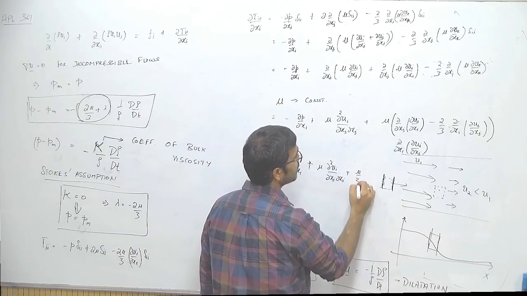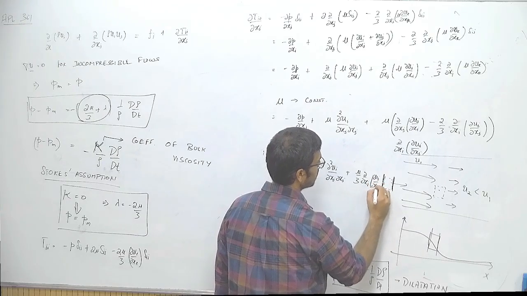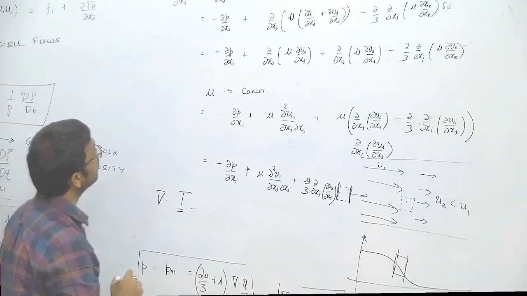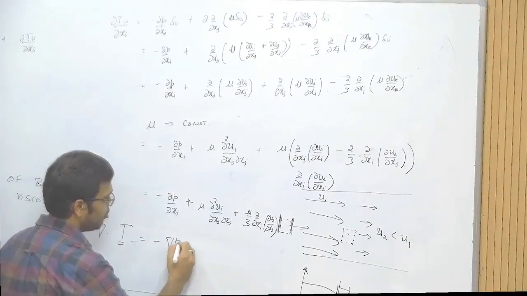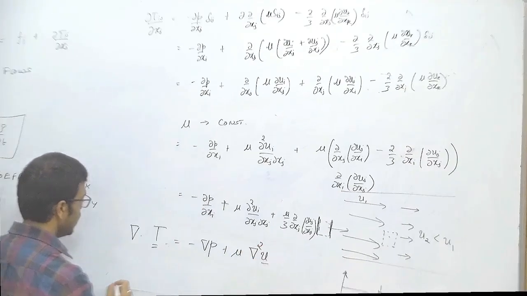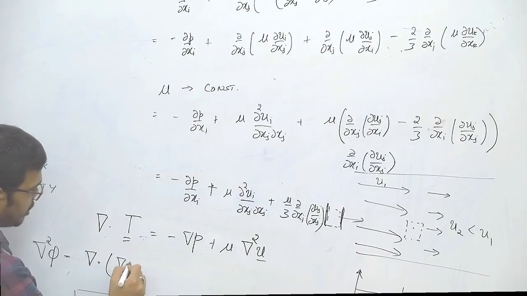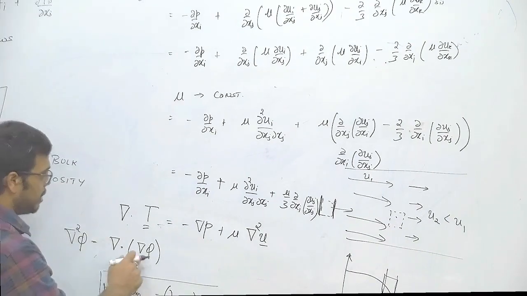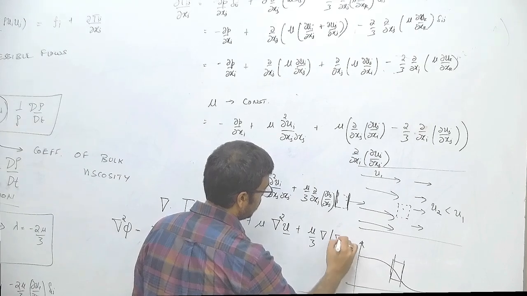plus mu by 3 del by del xi del uj over del xj, which you can write in the direct notation: the divergence of the stress tensor, which is what we are looking at here, is actually equal to minus gradient of p plus mu times the Laplacian of velocity. Laplacian of any quantity is defined as del dot of gradient. So it's the divergence of a gradient. So this is what we have, plus mu by 3 gradient of del dot u.